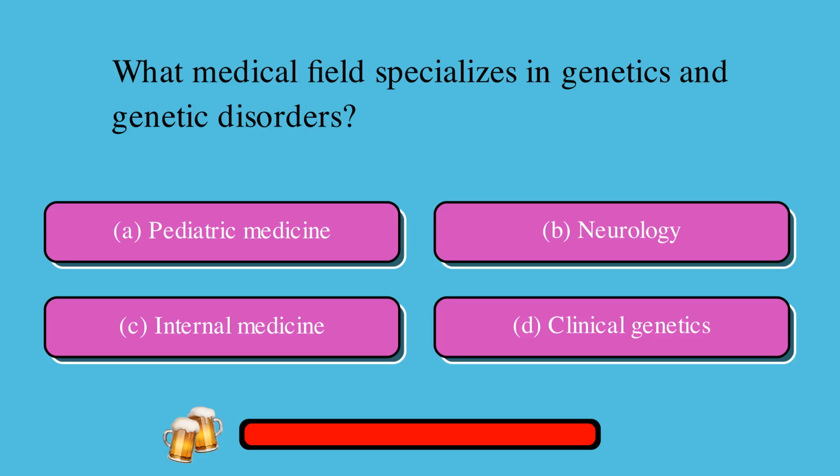What medical field specializes in genetics and genetic disorders? A. Pediatric medicine, or B. Neurology, or C. Internal medicine, or D. Clinical genetics? The correct answer is D. Clinical genetics.